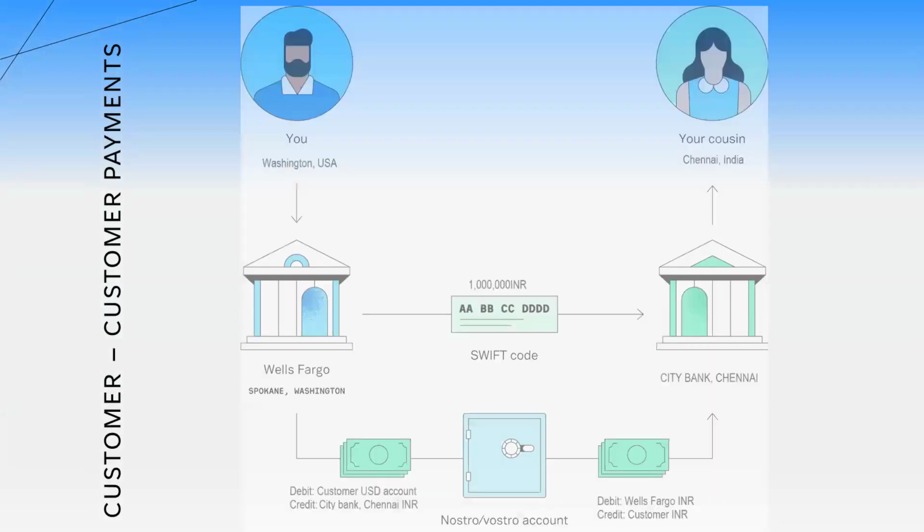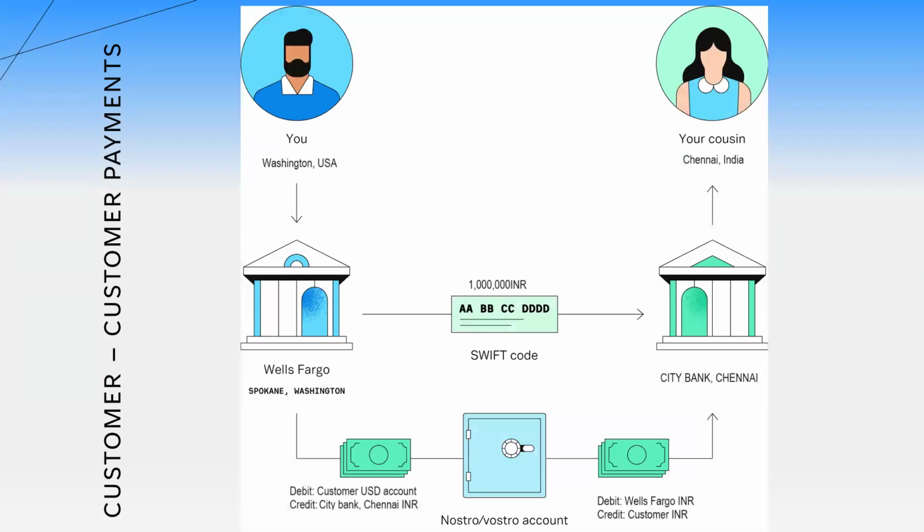Let us take a scenario when a customer-to-customer transfer is happening. A customer from one country is transferring money to another country. Let us take a person sitting in Washington, USA, who is transferring money to India. One person is sitting in Chennai, India, and he wants to send money to an Indian account. So he has an account in USD, and the receiver has an account in INR. So this is the scenario.